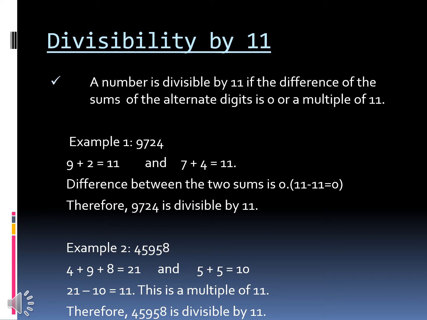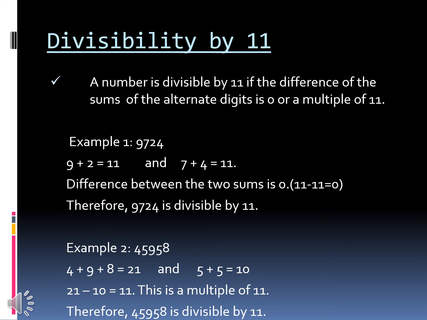If in such a case you get a difference other than 0 or a multiple of 11, like for example you get a difference as 13, or 7 or 9 or any other number, then that number will not be divisible by 11. So you have to be a little bit careful while checking the divisibility by 11. We have studied almost all the rules. We will study some more divisibility rules later on.